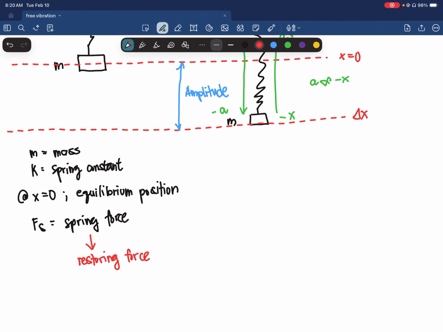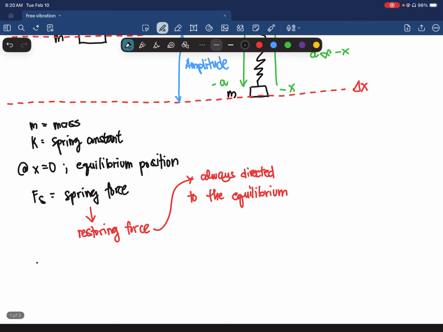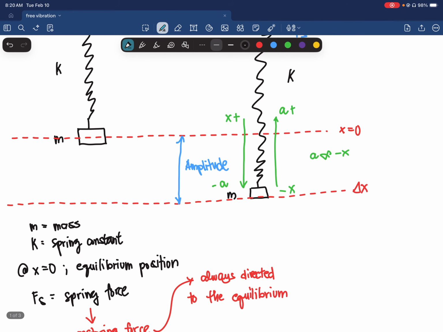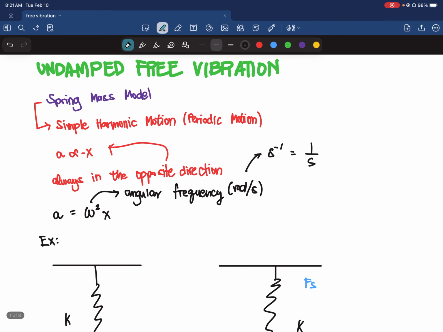What we mean by a restoring force is that it is always directed to the equilibrium. And of course, our spring force, as we have previously discussed, is Hooke's law, negative kx. So, that is the principle we established with our spring mass model.